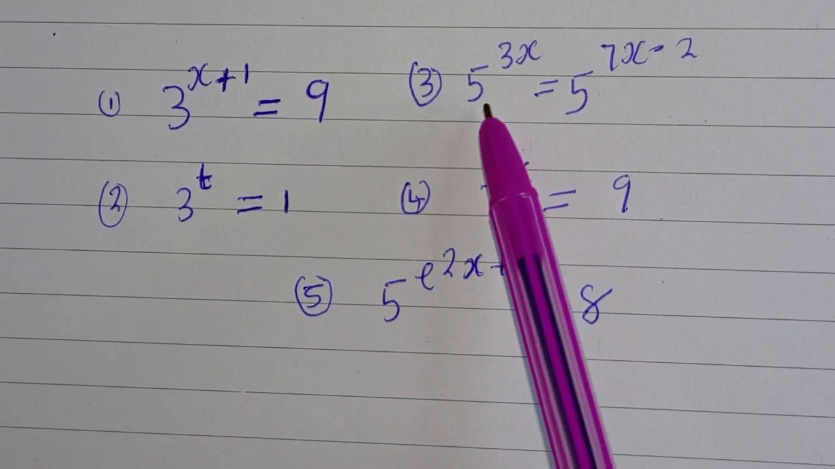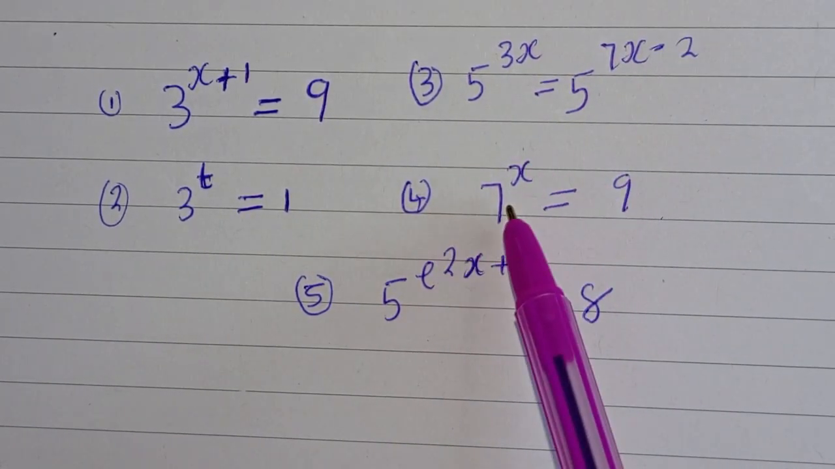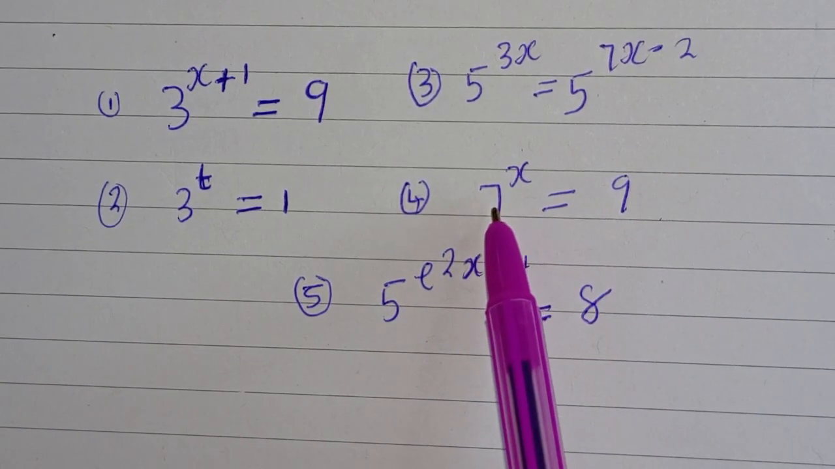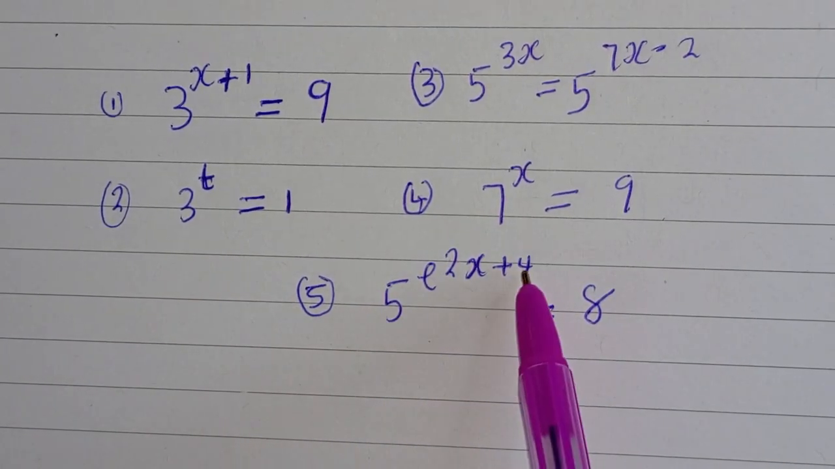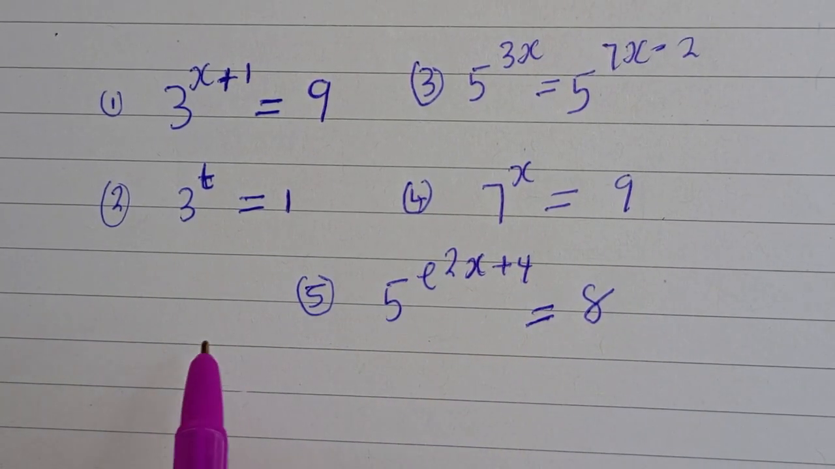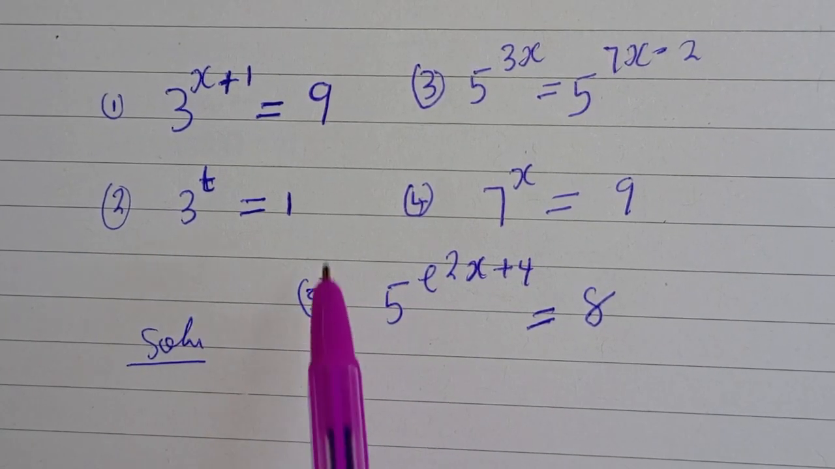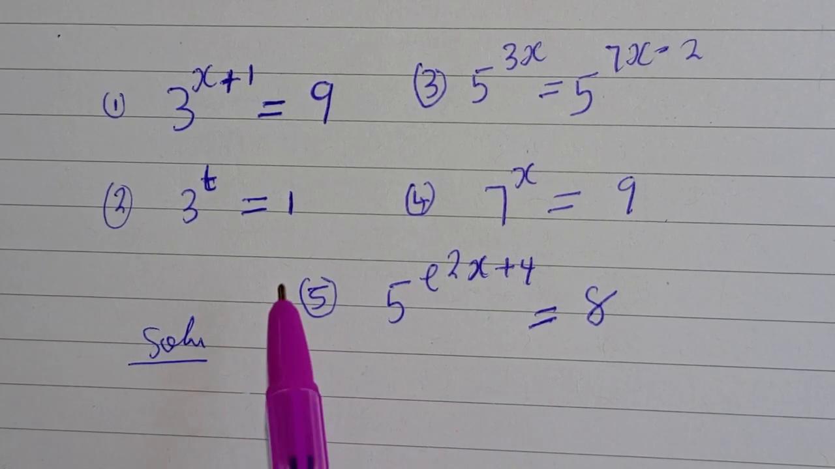The third one is 5 raised to power 3s is equal to 5 raised to power 7s minus 2. And the fourth is 7 raised to power s is equal to 9. We can see that this one has a different base. Then the fifth one is 4 is equal to 8. Solution. At the end of this class, we should be able to solve exponential equations very well.